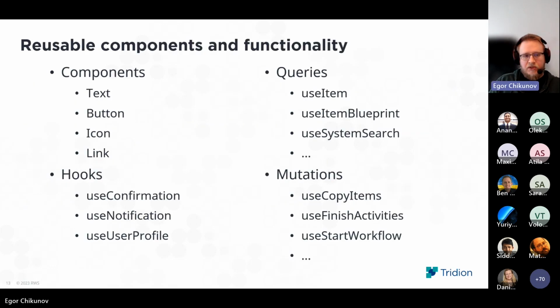As an initial iteration, we provide a limited number of components and hooks. So for now, we're going to provide 4 or 5 basic components that you can utilize, like text, button, icon, link. Text link I didn't mention here. Some utility hooks like use confirmation that would allow you to show a confirmation modal if you need so in your actions, for instance. Use notification that allows you to show those notifications and notifications that go into the message center. And use user profile that provides the current user profile.